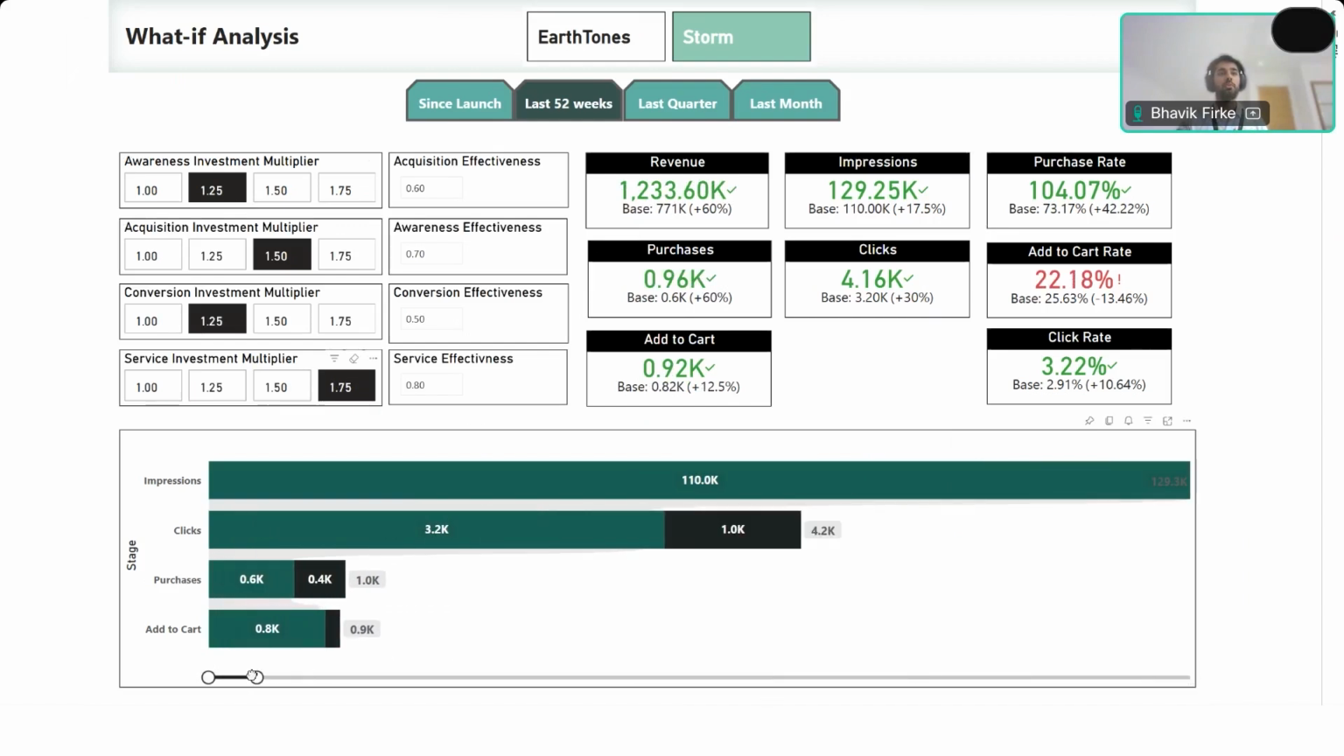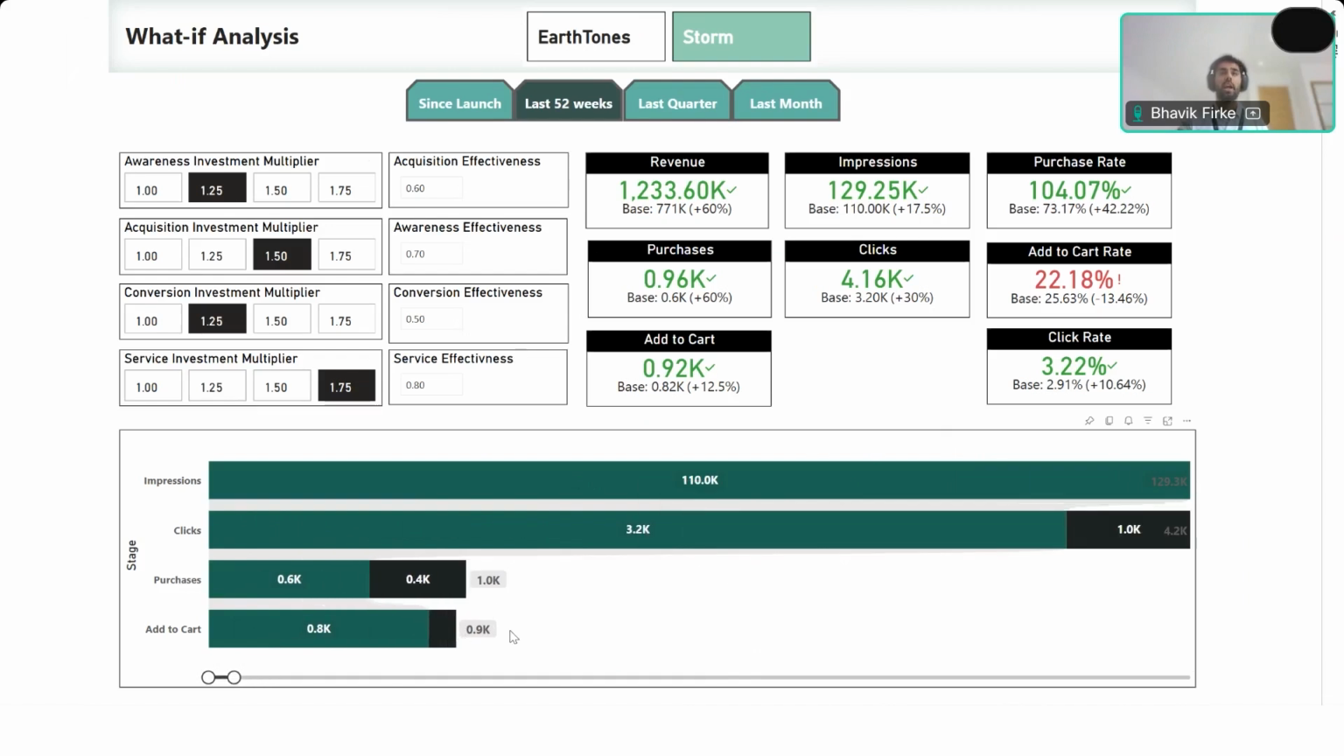So if you can see, we have got about additional 1K increase in the clicks, purchases, and then about 100 odd additional add to carts, which ultimately led to about 60% increase in your base revenue. So this tool that you have lets you compare different scenarios to make data-driven decisions on where to invest your marketing budget for maximum impact.